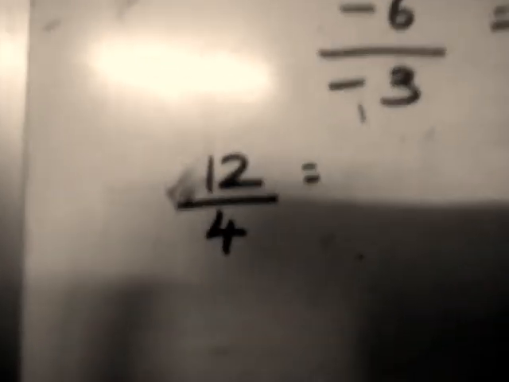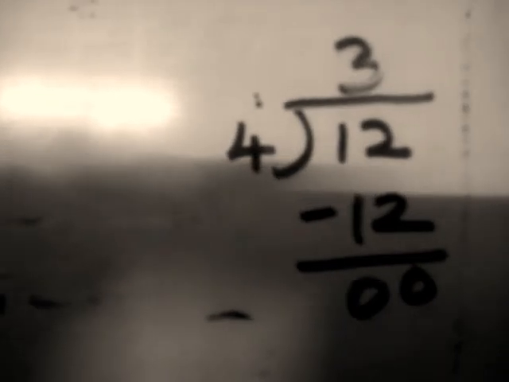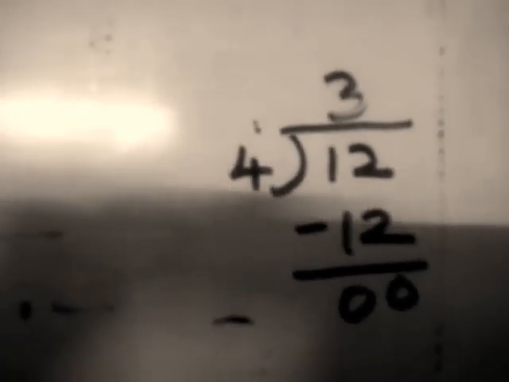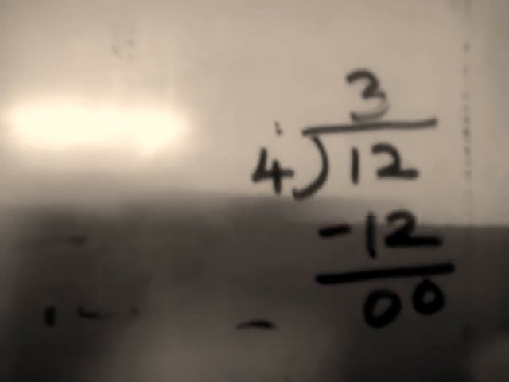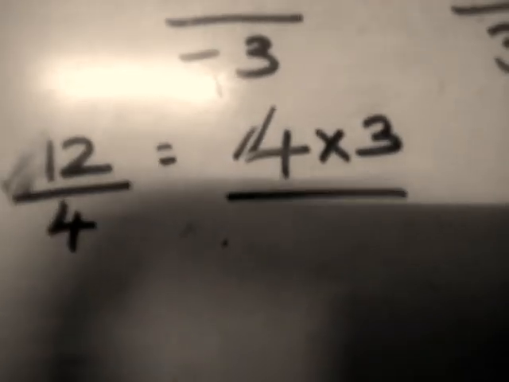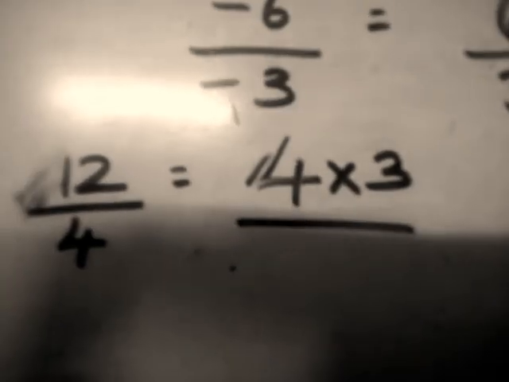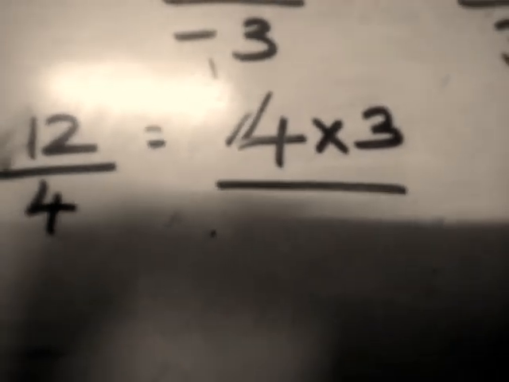Now the next one, 12 upon 4. Is 12 divisible by 4? You have to check by dividing. 12 divided by 4: 4 threes are 12 and the remainder is 0. So write it in multiplication form, 4 into 3. Whatever multiplication form you write in the numerator, you have to write the same multiplication form in the denominator also.